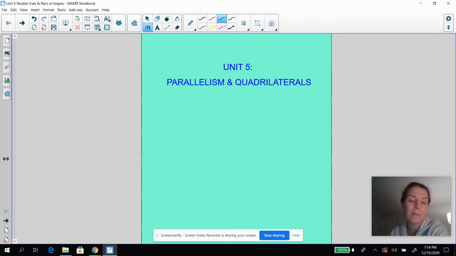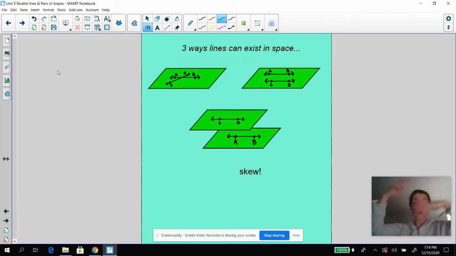We're talking about parallelism and how that impacts quadrilaterals. We'll get to quadrilaterals later, but we are going to jump into parallelism today. So there are three ways that lines can exist in space. Remember, space is sort of that third dimension that we talked about back in the fall.